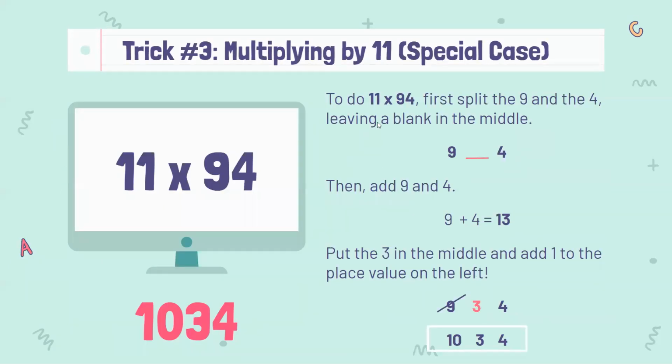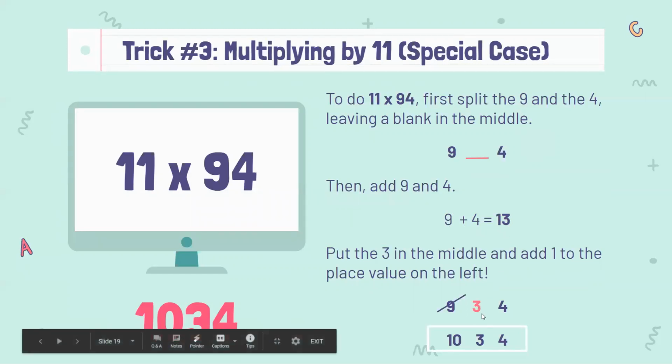Here's an example of the special case, 11 times 94. We first split the 9 and the 4, and we leave a blank in the middle like how we did in the last problem. Then we add 9 and 4. But the problem with this problem is that the sum is actually 13 instead of a number below 10. What do we do with that? We cannot put 2 numbers in one blank.